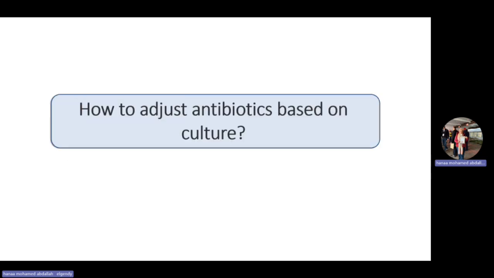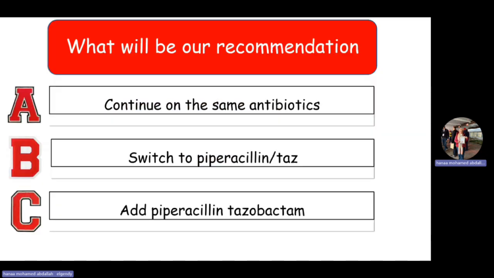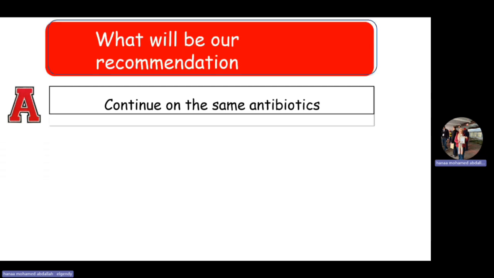So, how to adjust the antimicrobial according to culture? In case number 1, the patient started ciprofloxacin and is clinically improved, and the culture from the lab revealed Klebsiella pneumoniae. Should we continue the same antibiotic or switch to piperacillin tazobactam? If the patient is improving, continue on the same antibiotic, even if the culture gives another antimicrobial sensitivity. If your patient is improving, never change the antimicrobial, but consider the duration of antimicrobial, as we will see.